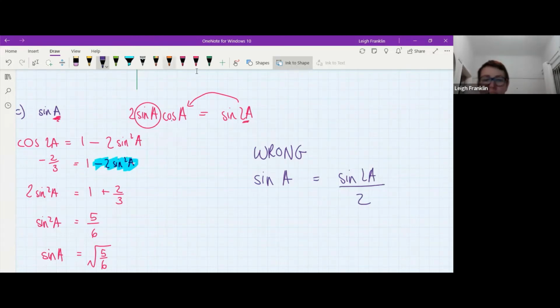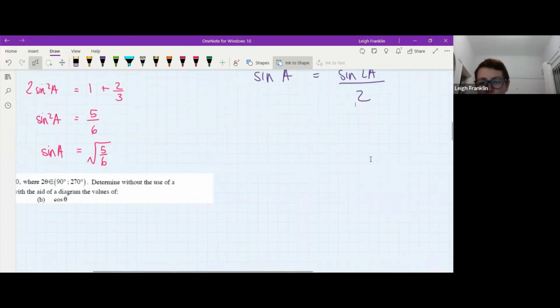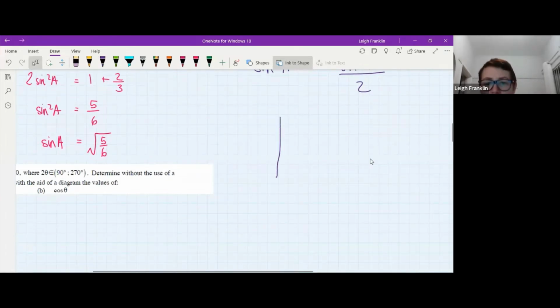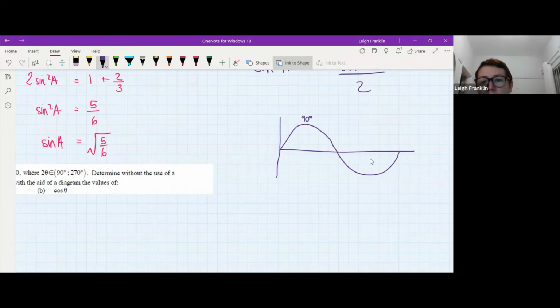The reason why it doesn't work is because if we're talking about sine A, we are working along a sine curve. So if we have a look at our sine graph, you all remember what a sine graph looks like. Here would be 90, there would be 180, and there would be 270, and here would be 360, and there would be 0 degrees.